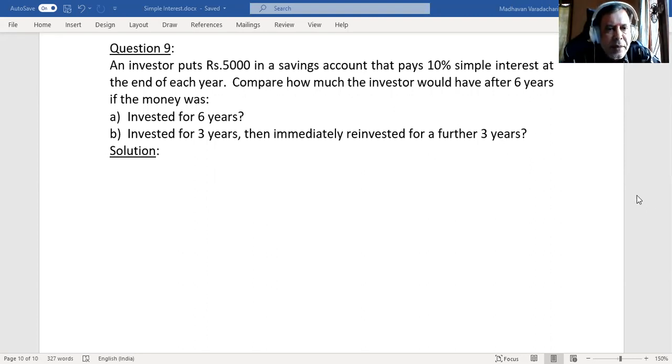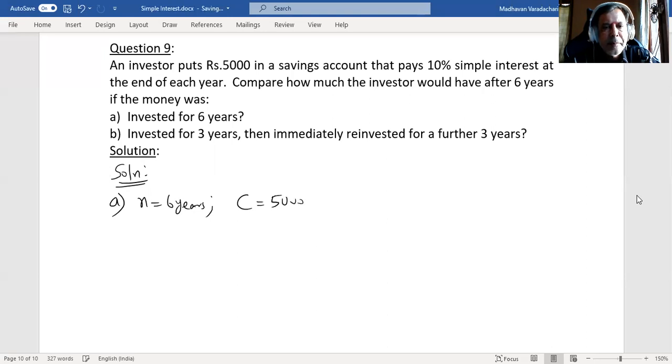So let us proceed with our solution. Let me first do the first part. Invested for 6 years, that means N is 6 years. Investor puts rupees 5,000, that means the initial investment is 5,000. That pays 10% simple interest at the end of each year. I is 10%, which is 0.1.